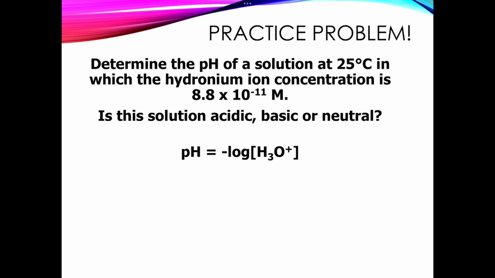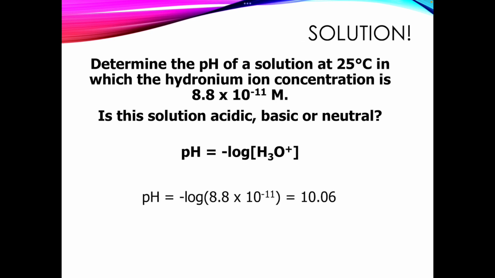This says determine the pH of a solution in which the hydronium ion concentration is 8.8 times 10 to the minus 11th molar. Okay, so figure out the pH and then tell me whether it's acidic, basic, or neutral. Go ahead and pause here and then come back when you're ready to see the answer. Alrighty, so if we take the negative log of that number, then we get 10.06. Since that number is greater than 7, that means that this solution is basic.